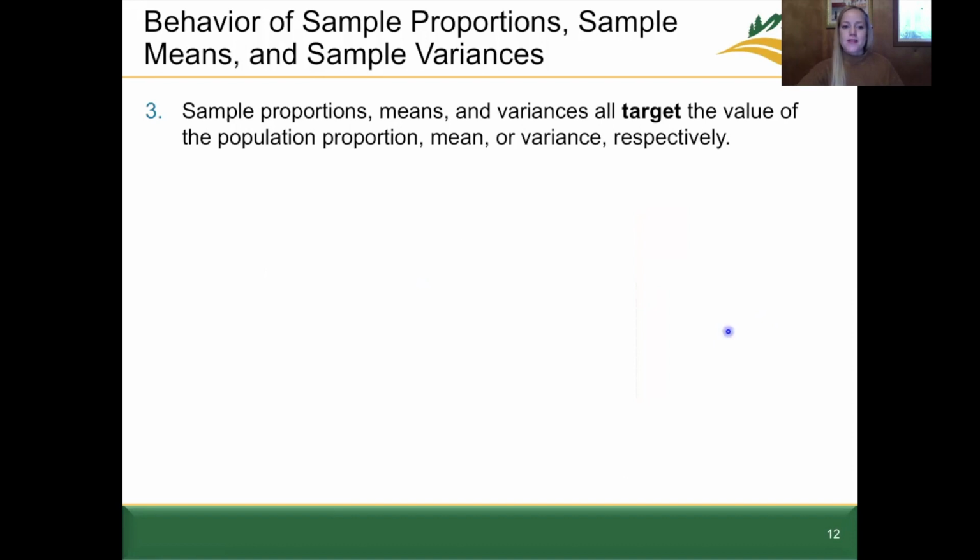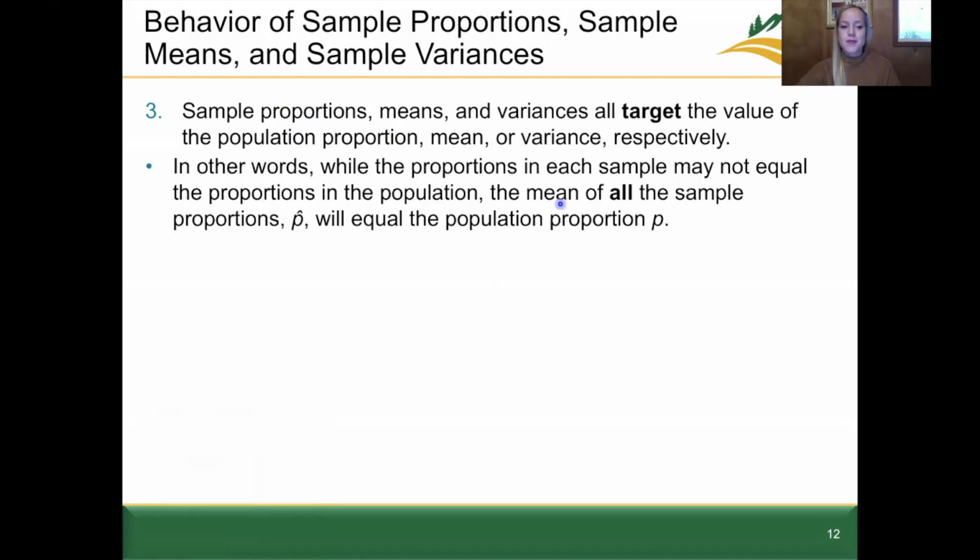Behavior number 3 here relates to sample proportions, sample means, and sample variances, so all three of these categories. This builds on what you know about samples and populations, where again, we want to select a sample so that it's truly representative of a population. So sample proportions, means, and variances, all three categories, all target the population proportion, the population mean, or the population variance respectively. In other words, the sample proportion targets the population proportion. The sample mean targets the population mean. The sample variance then targets the population variance.